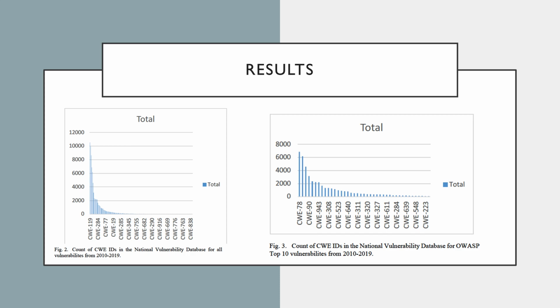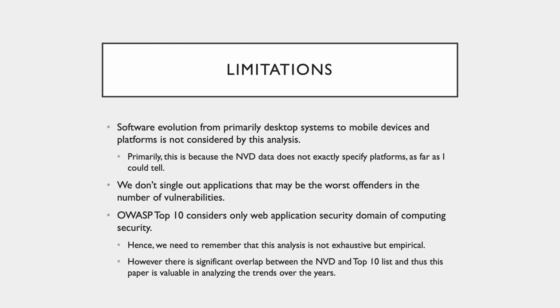There are also some limitations to this study, and the limitations are primarily with respect to some considerations or caveats which we have to keep in mind when we are analyzing these vulnerabilities. The NVD database doesn't really consider whether the weaknesses are from desktop systems or mobile devices or any kind of differentiation on the platform, because different platforms may have different kinds of vulnerabilities, even though they may have similar weaknesses.